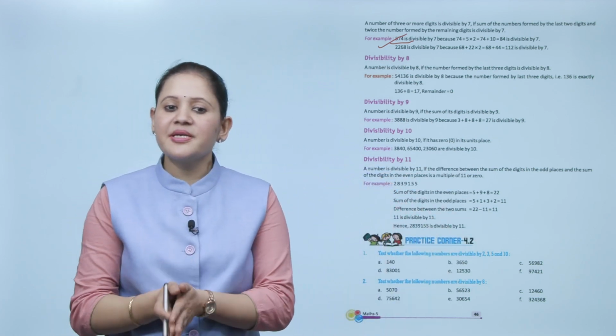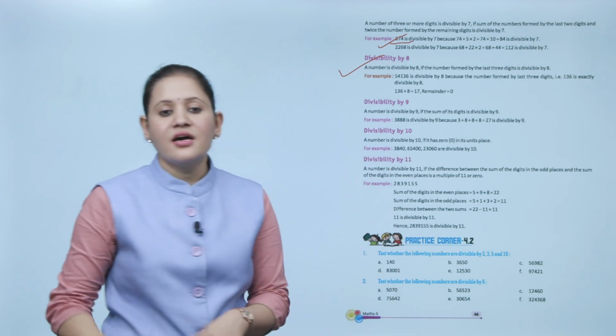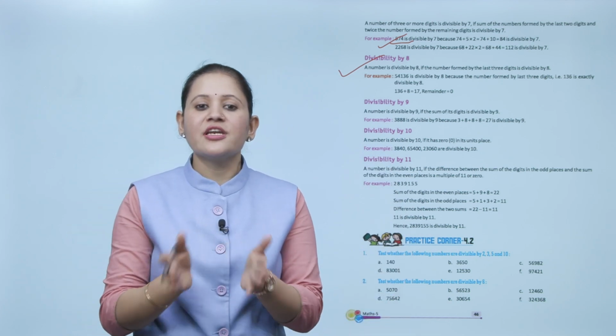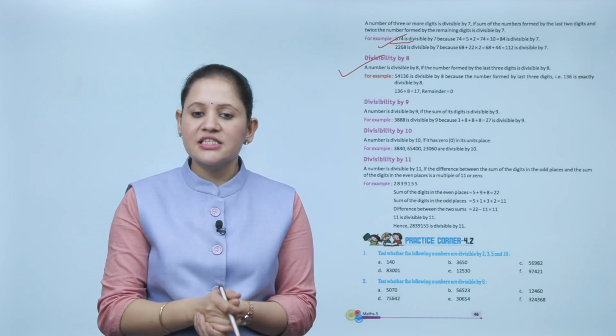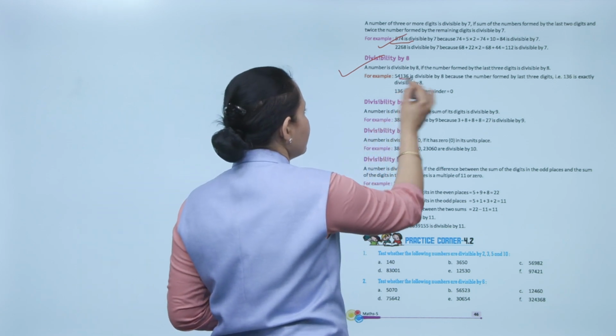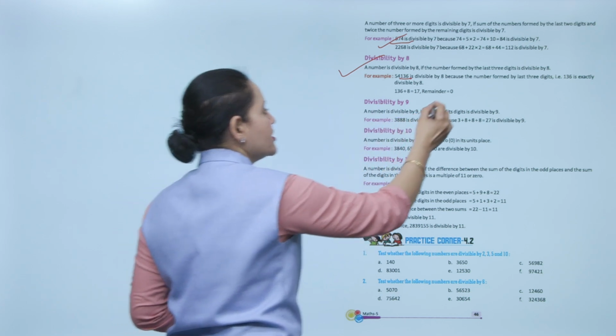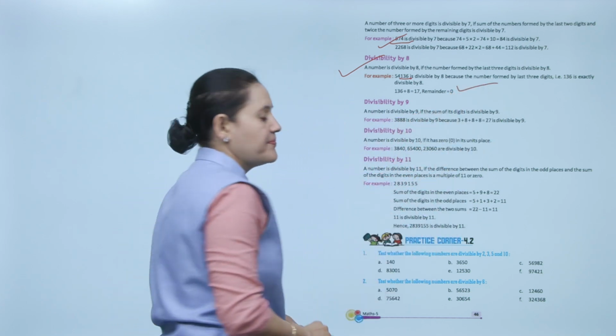Next is divisibility by 8. A number is divisible by 8 if the number formed by the last 3 digits is divisible by 8. Like here, the last 3 digits are 136 and 136 is divisible by 8. So this number is divisible by 8.